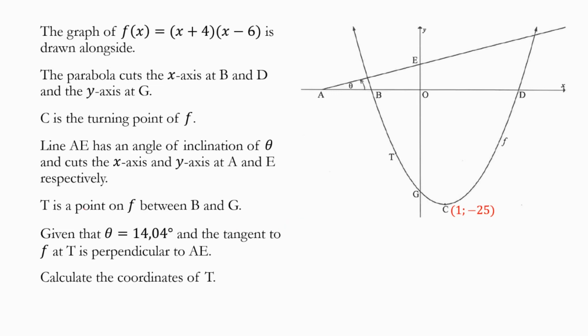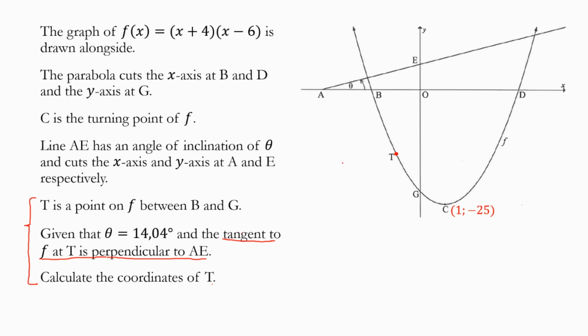Let's do question 7.4.2. I'll read from this statement here. T is a point on f between B and G. This is T. Given that theta is equal to 14.04 degrees and the tangent to f at T is perpendicular to AE. Calculate the coordinates of T. So what do we do here?